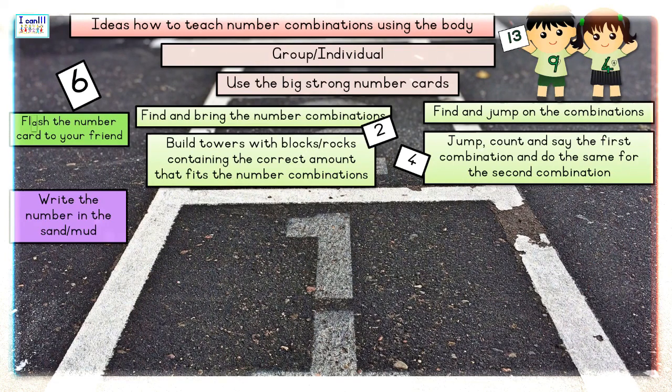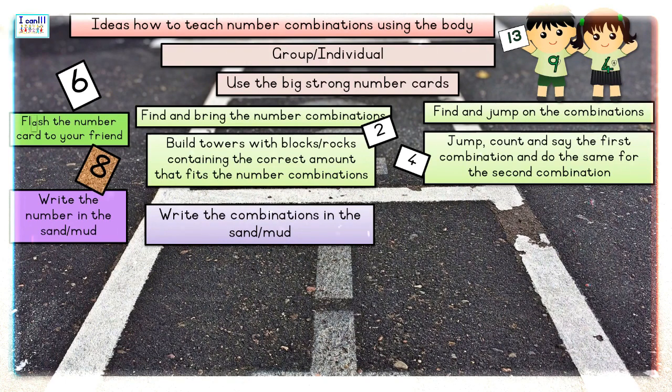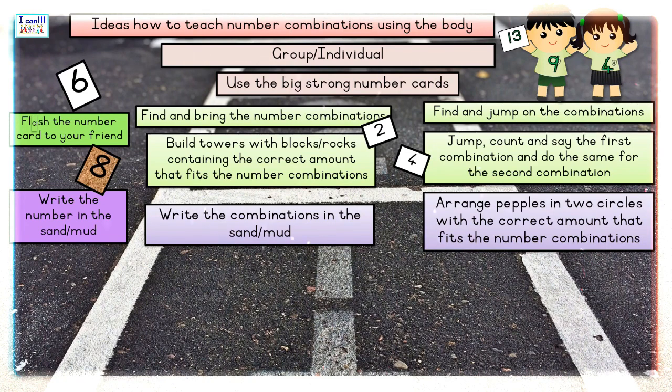1, 2, 3, 4. Write the number in the sand or even in the mud. For example, the number 8. Write the combinations in the sand or the mud. Arrange pebbles in two circles with the correct amount that fits the number combinations. You can even draw two circles in the sand and then arrange the pebbles inside the circles.